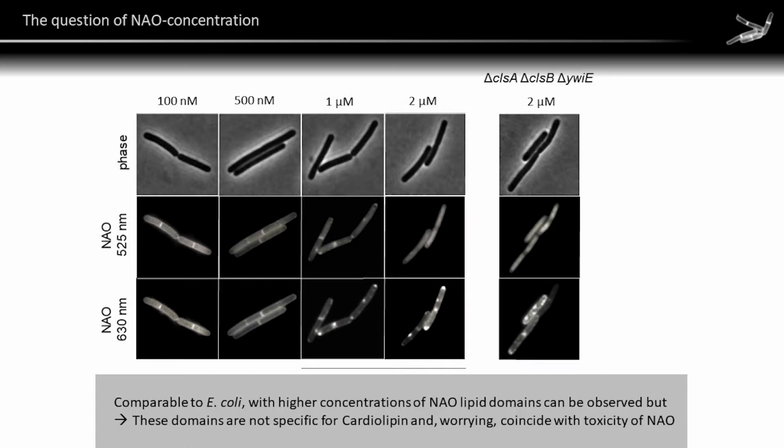But either way, even at those higher concentrations, it actually has nothing to do with cardiolipin. So also in the absence of cardiolipin, they're still formed. So comparable to E. coli, at higher concentration lipid domains can be observed, but these are not specific for cardiolipin and coincide with toxicity.